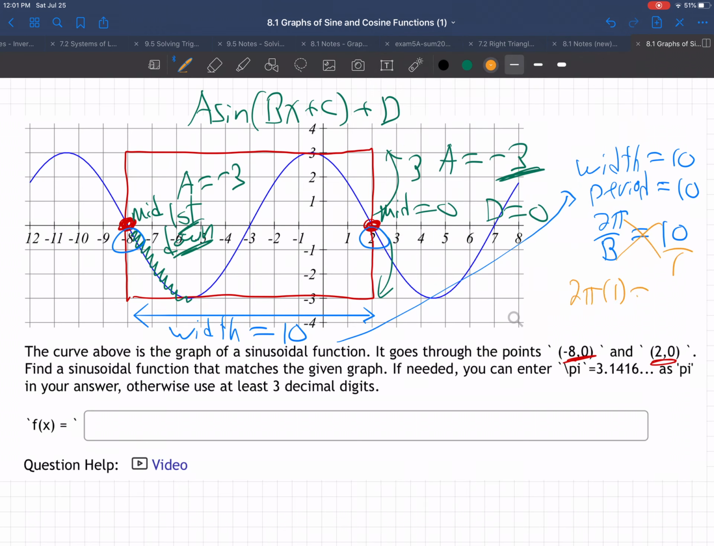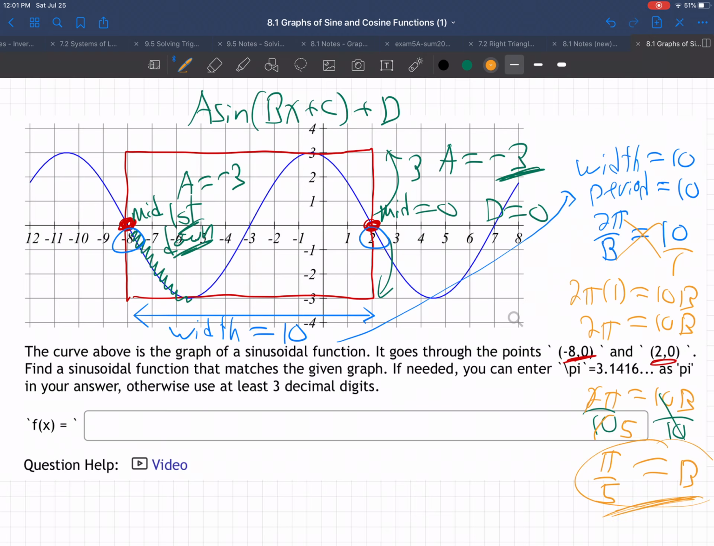2 pi over 1 is 10 times b, so 2 pi is 10b. Bring it down here, 2 pi is 10b. Finish solving for b, divide by 10, boom. b is pi over 5, right? 2 goes into 10 5 times. So b is pi over 5, we got b.